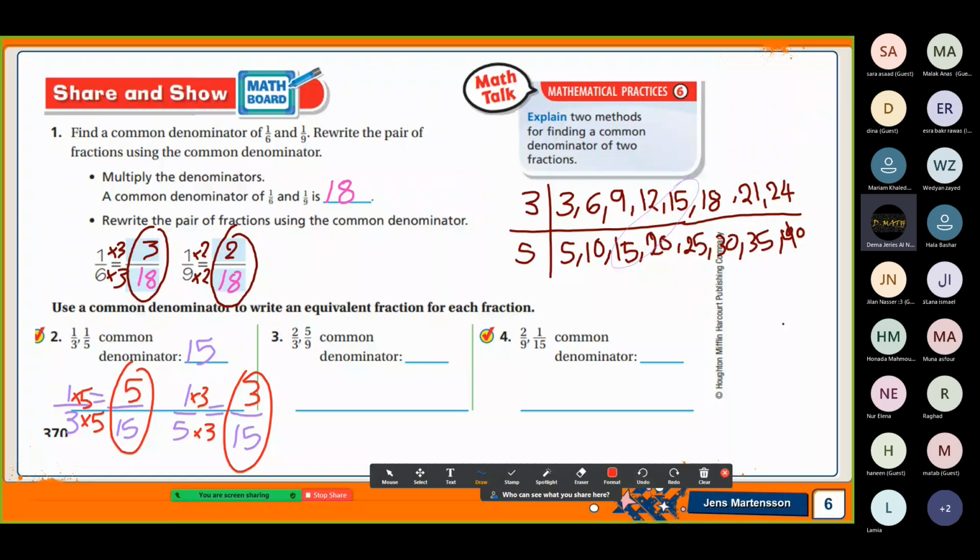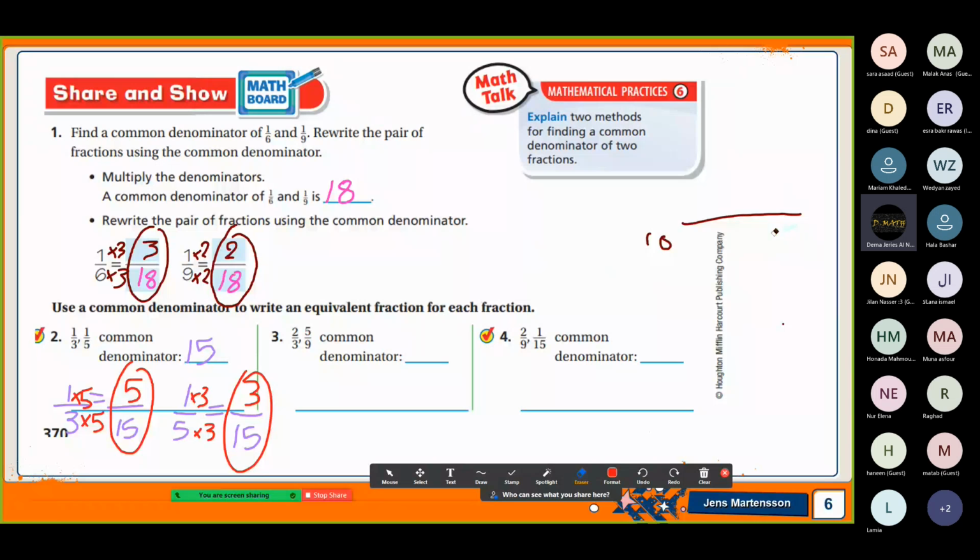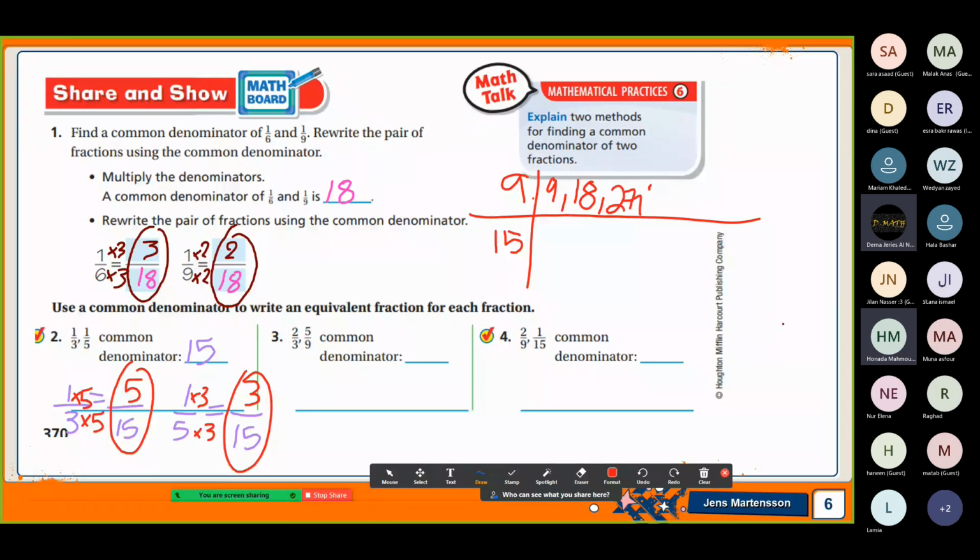Number 4. Who can help me with number 4 now? Yes, Hunada. Number 4. Now, where are the denominators here? 9 and 15. Bravo. What are the multiples of 9? 1 times 9 equals 9. 2 times 9 equals 18. 3 times 9 equals 27. 4 times 9 equals 36.